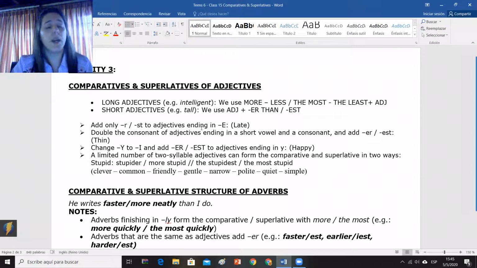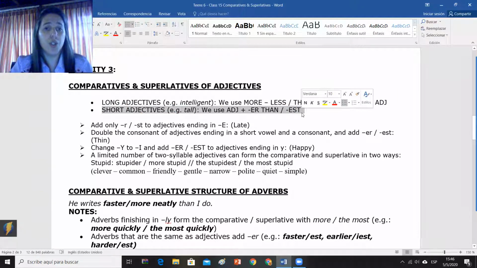So remember that adjectives can be short or long, and depending on that is the structure that we're going to use to compare and to use the superlative form. So let's start with short adjectives. When we have a short adjective, what you do is you add er when you compare and est for the superlative. I am taller than my daughter, and my husband is the tallest in my family. So I use the short adjective tall, and er for the comparative, est for the superlative.